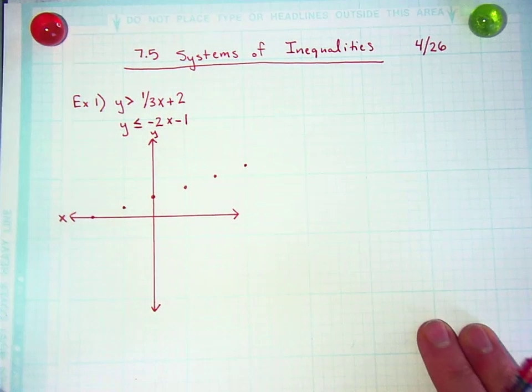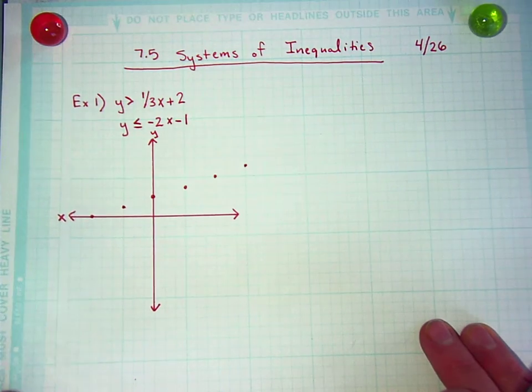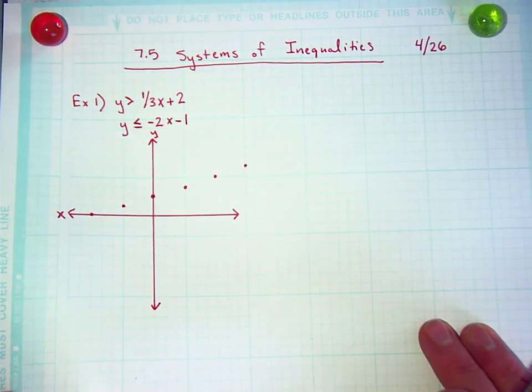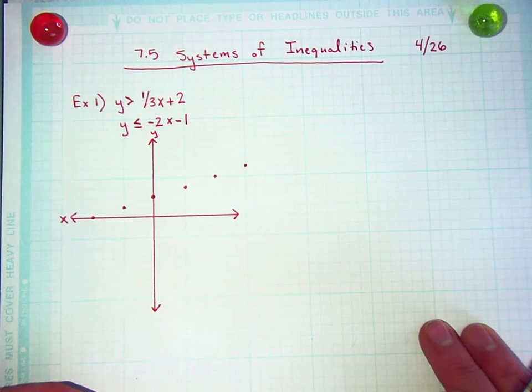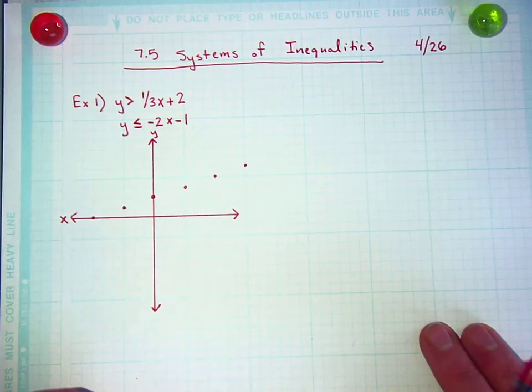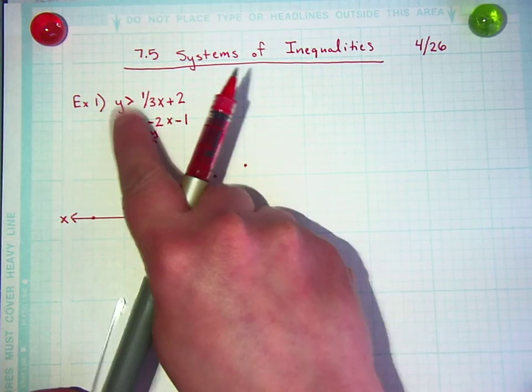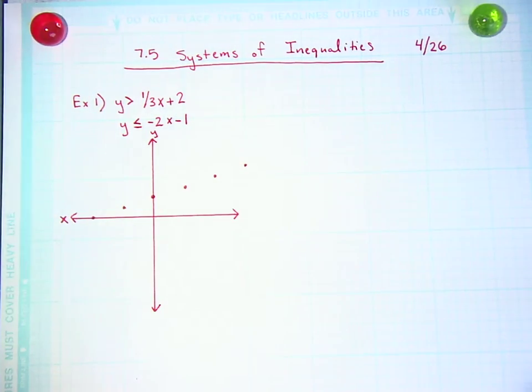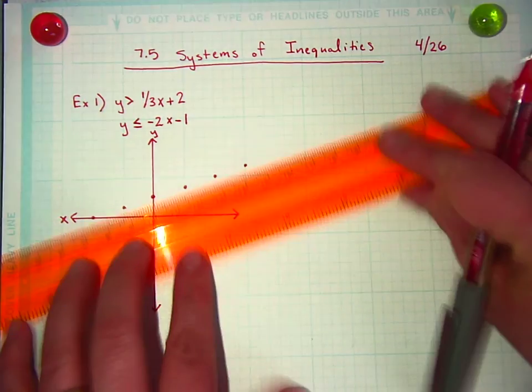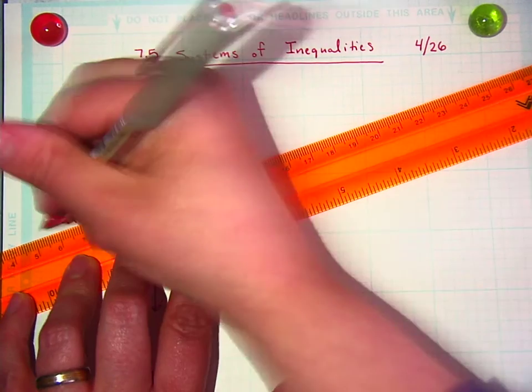Does anybody remember? Is this a dotted line or a solid line? Dotted line. Why? You're right. Because it's greater than, not greater than or equal to. Right, it doesn't have an equals to. Remember? That's why it's a dotted line. So you're going to take your ruler and you're going to make it a dotted line.